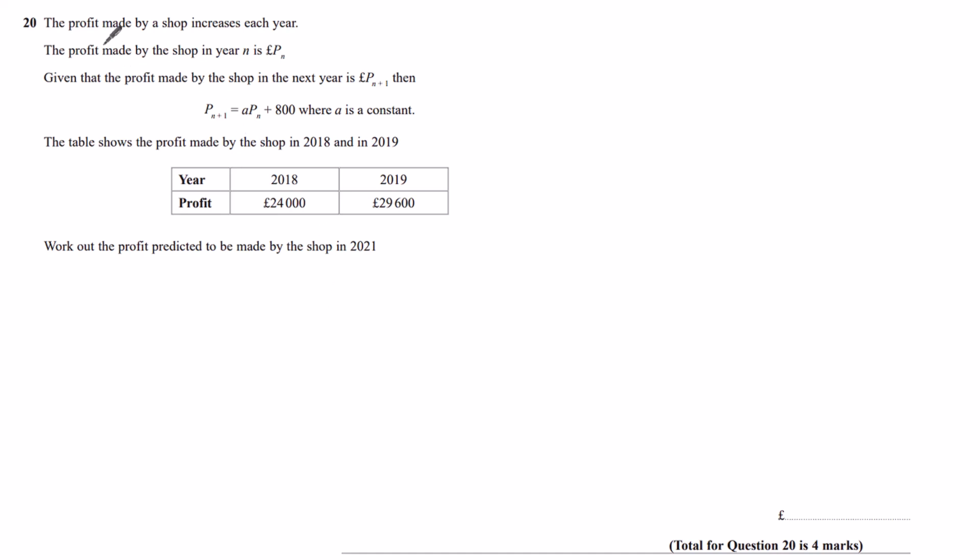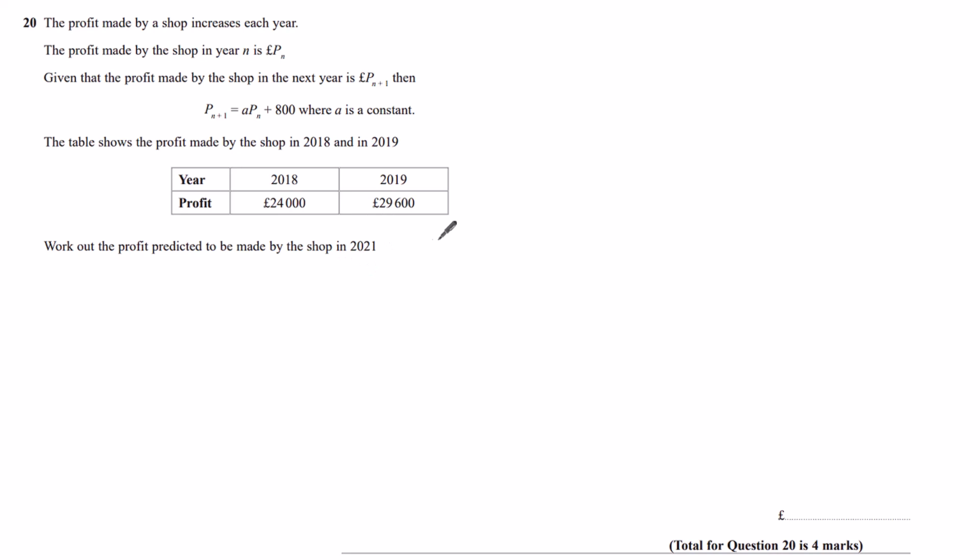Question 20. The profit made by a shop increases each year. The profit made by the shop in year n is P_n. Given that the profit made by the shop in the next year, P_(n+1), is A times the profit the year before plus 800, where A is a constant. The table shows the profit made by the shop in 2018 and 2019. Work out the profit predicted to be made by the shop in 2021.